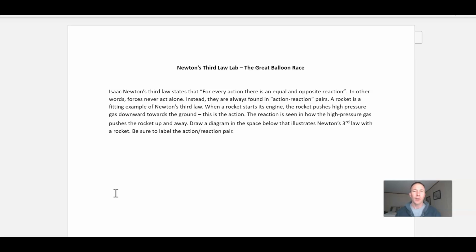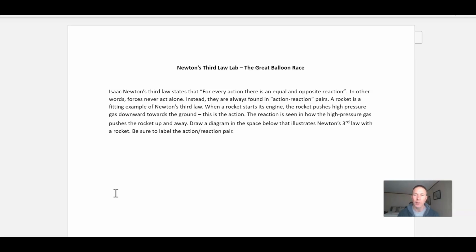All right, so Isaac Newton's third law states that for every action, there is an equal and opposite reaction. In other words, forces never act alone. Instead, they are always found in action-reaction pairs. A rocket is a fitting example of Newton's third law. When a rocket starts its engine, the rocket pushes high-pressured gas downward towards the ground. This is the action. The reaction is seen in how the high-pressured gas pushes the rocket up and away.